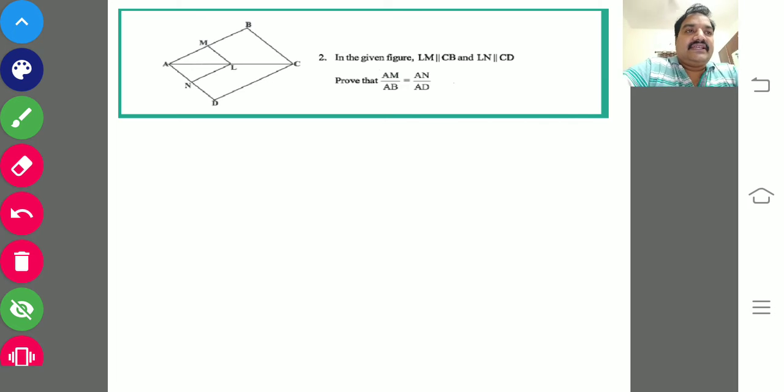So this is the second question. Once again, I am telling you that you have to read the question very clearly. Then you have to think what application you have to apply, what theorem you have to apply, and which property you want to apply. You have to think after that.